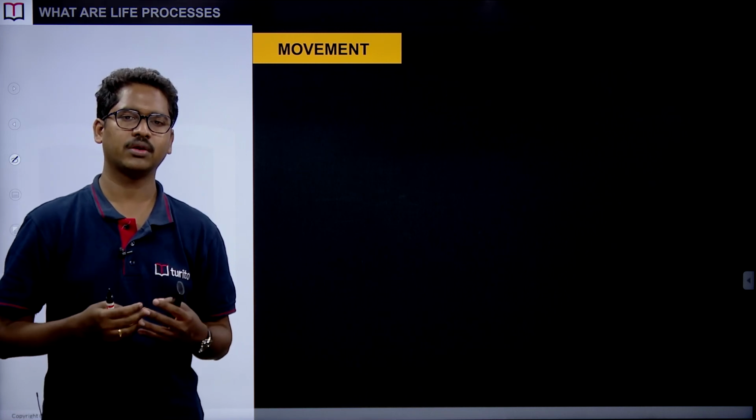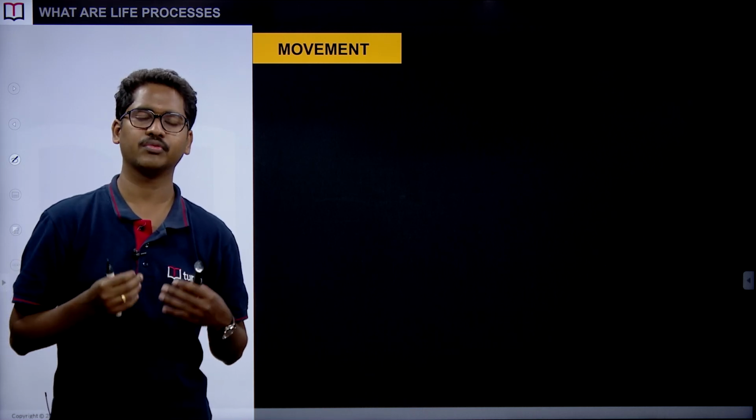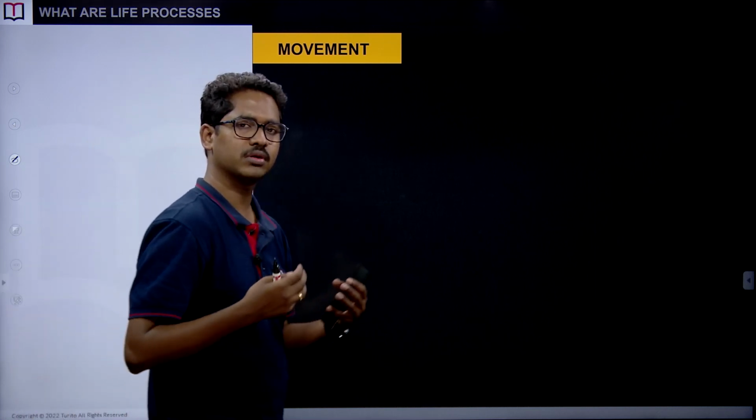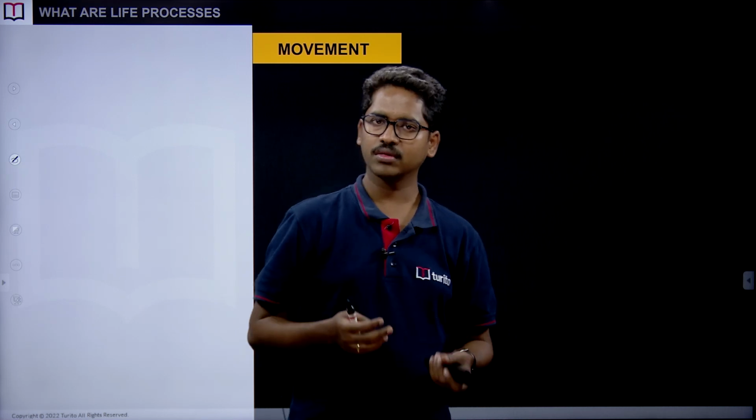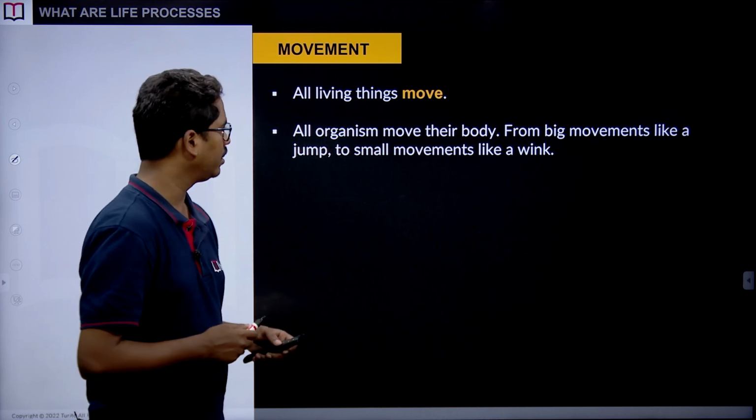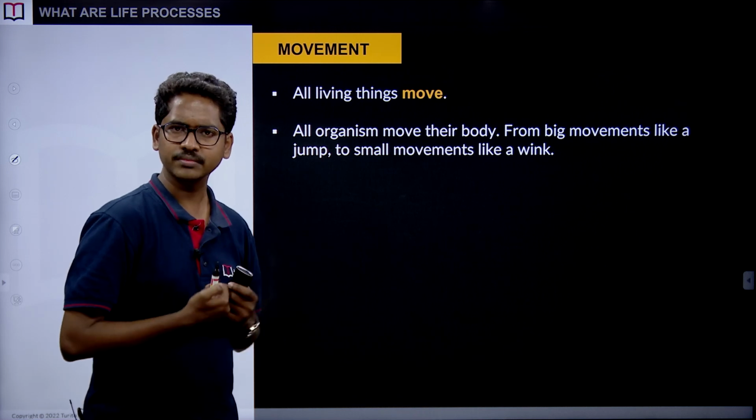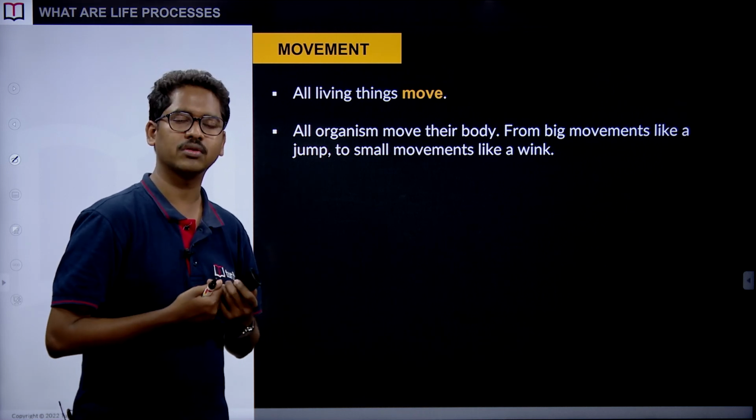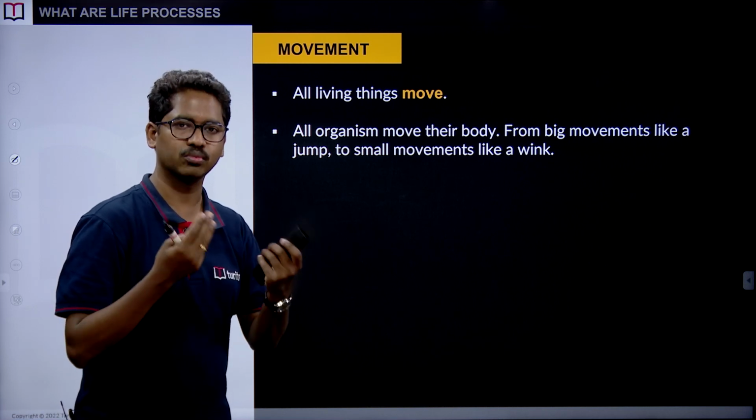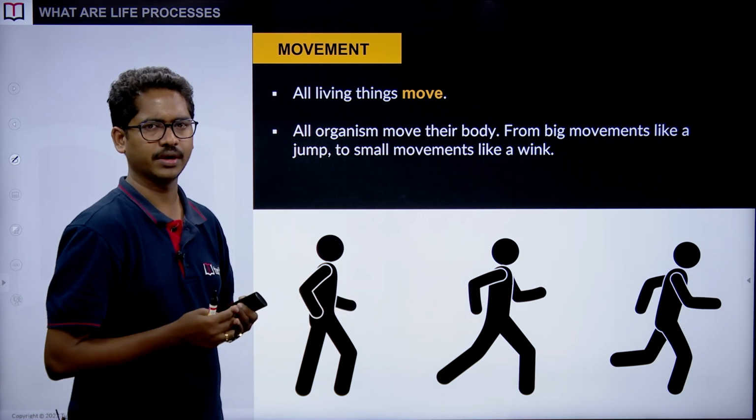So, if you look at a plant, you cannot say it is not moving, it is moving. Increasing its height, increasing the girth is movement. If you think of an animal like you and me, we move from place to place, that is also considered to be a movement. Now, this is something to do with understanding the movement. All living things move, it is quite simple to understand, right. So, all organisms move their body from big movements like a jump to small movements like a wink. We blink our eyes, that is also a movement. You move your tongue like this, that is a movement. So, you see this, that is what we normally do, that is quite understandable here.